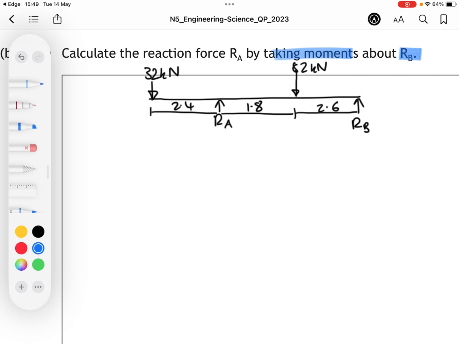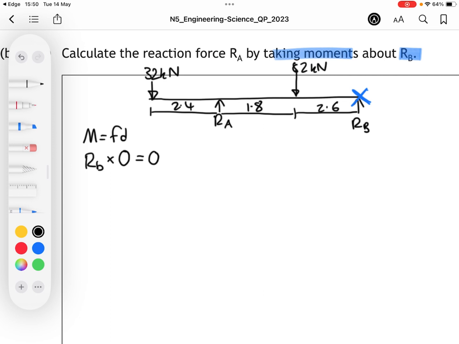So what I'm going to do is imagine that I was looking at this and pretending that the point at RB was a pivot point, and I'm going to try and assess the moments that each of these forces would give me. Now, because we know that a moment is equal to force times distance, we can say that the moment caused by RB at RB is the force times its distance from RB, which is 0. And so that reaction force RB would create a moment of 0.